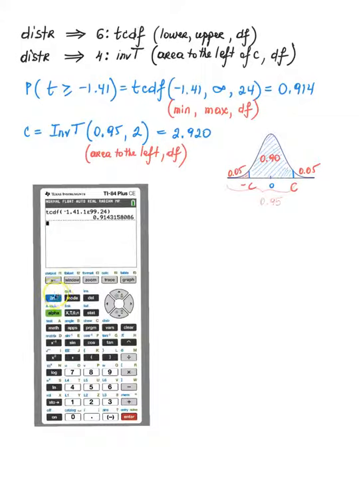To get inverse t, press second vars, choose option 4, enter area to the left of the t value you are looking for, 0.95 in this case, degrees of freedom 2, and press enter a few times again. Round this result to 3 decimal places and you get 2.920.